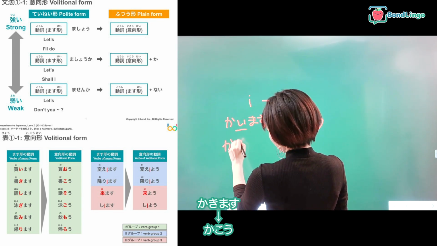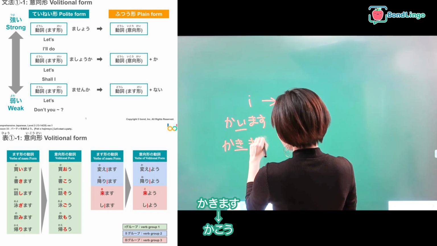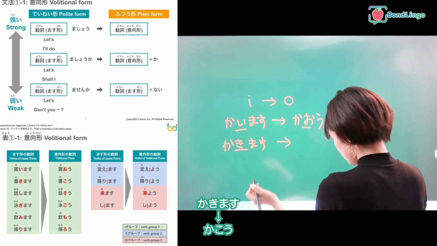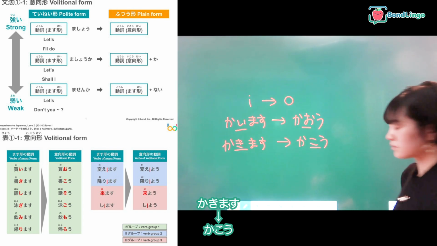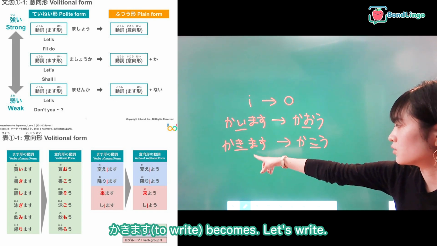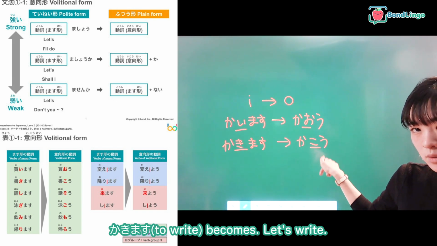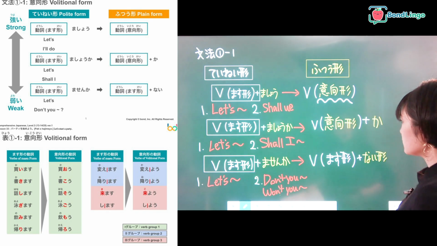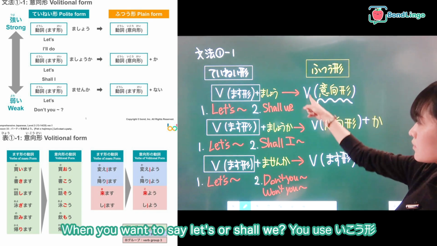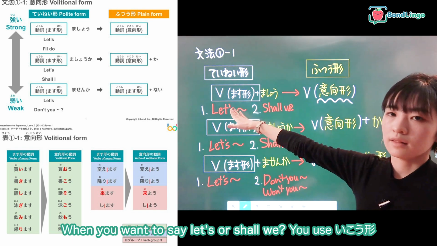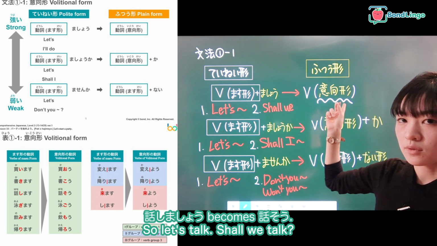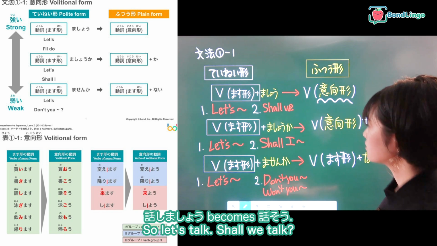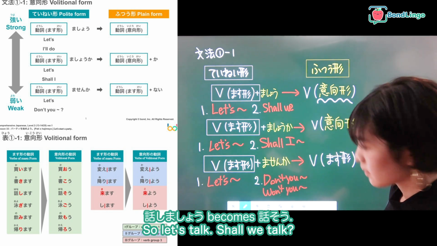Kakimasu. Kakimasu. The E sound turns to kako. Okay, kakimasu, to write, becomes let's write, kako. So you use 意向形 when you want to say let's or shall we. So 話しましょう becomes 話そう, let's talk. Okay, shall we talk? 話そう.